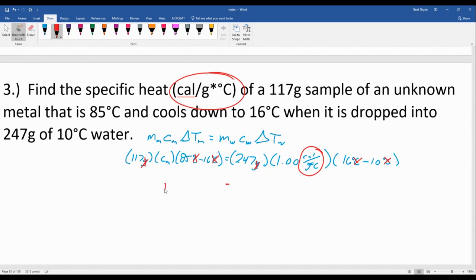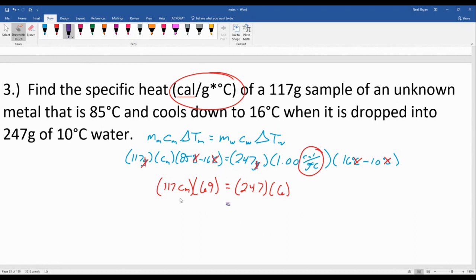So on the left-hand side, 117 times C is just that. We don't really know what to do with it. Then 85 minus 16 is 69. Then over here, 247 times 1 is just 247, and 16 minus 10 is just 6. So we went from a very long formula to something that's relatively short. We can combine a bit further.